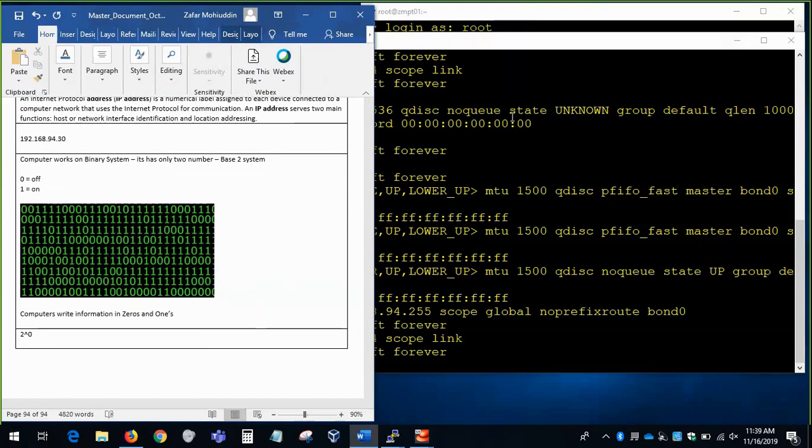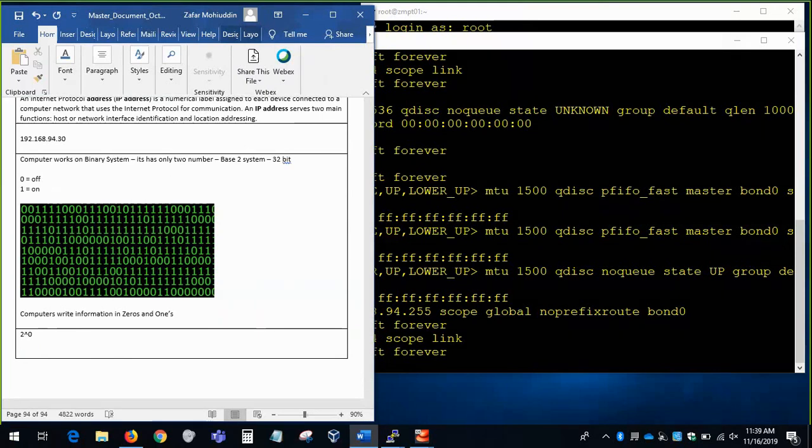By the way, IP addresses are 128 bits. No, I'm sorry, 32 bits. It carries 32 bits of information here. So the very first one is 2 to the power of 0. The second one is 2 to the power of 1.